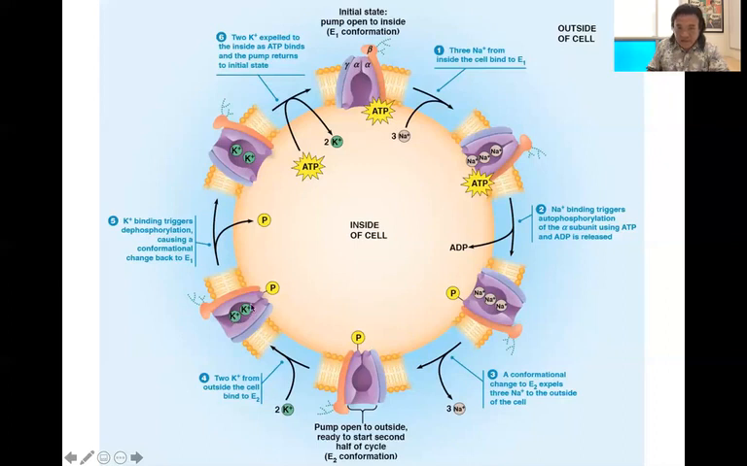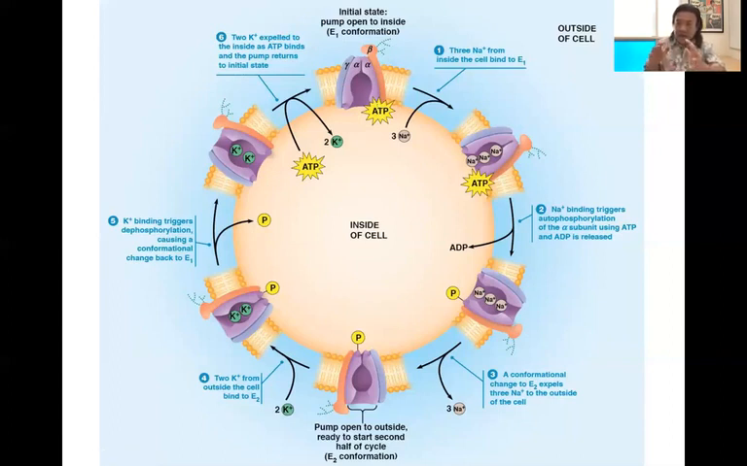And when the potassium is loaded in, that changes the shape of the protein a little bit, and that causes the phosphate group to fall off. And then as a result, the potassium ions are brought into the cell. And then in this starting shape, ATP happily binds to this again, and this process keeps going.